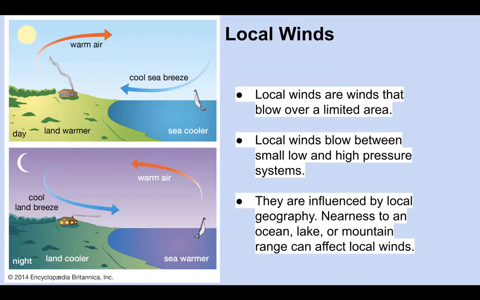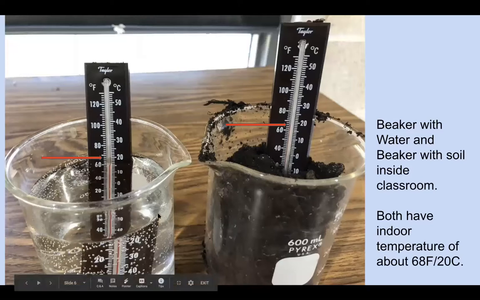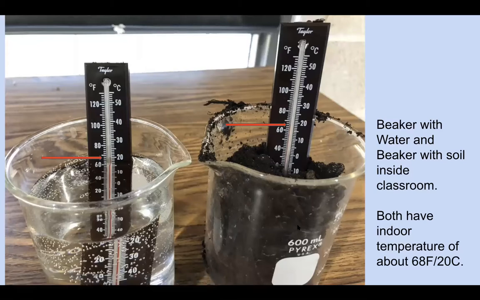So we did a little experiment to demonstrate local winds with sea breezes and land breezes. So for example, and you can do this at home or at school, I just took 2 beakers. I filled one with water and I filled one with dirt, and I placed them in my classroom. Of course, the temperature for both was about the same, about 68 degrees Fahrenheit.